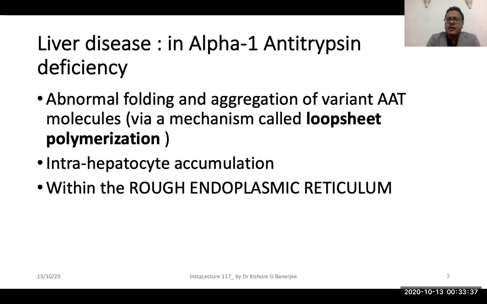Typically, it occurs within the rough endoplasmic reticulum. And this abnormally folded, aggregated variant of alpha-1 antitrypsin cannot be secreted from the liver cells. They get accumulated inside the hepatocyte, leading to the death of the hepatocytes. That could lead to the liver pathology in alpha-1 antitrypsin deficiency, even the development of cirrhosis in the patients. Another problem which also occurs in alpha-1 antitrypsin deficiency is in the lung. Usually it leads to emphysema.